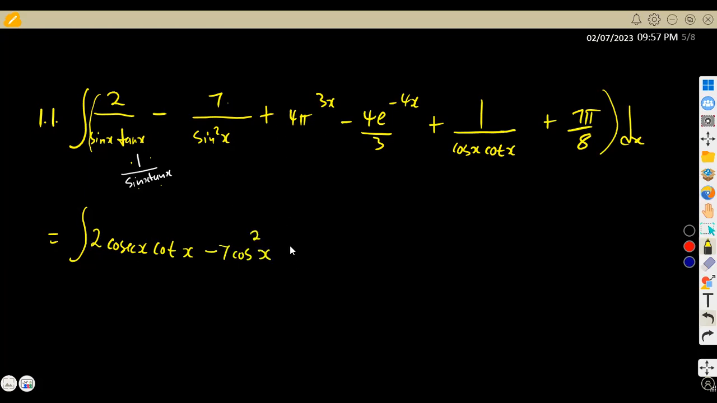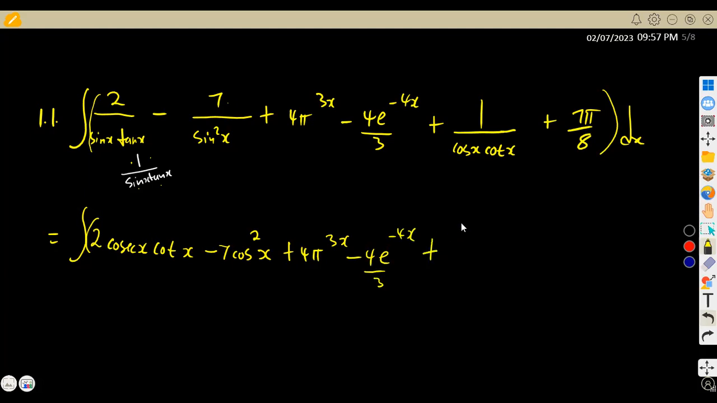On that 4 pi, there's nothing that we can do, just rewrite it as is. Take note, we are just rewriting. We are not integrating, guys. We are just rewriting our expression. The same thing on -4e to the exponent of 4x. There's nothing that we can do there.